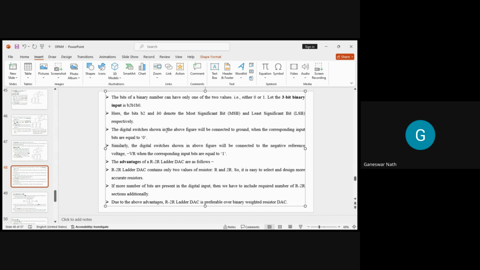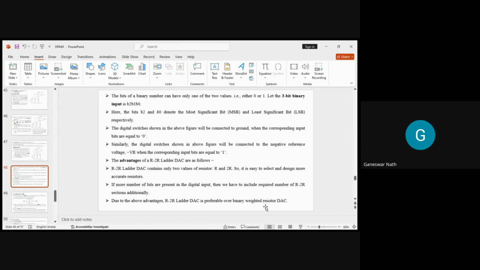The advantage of the R-2R ladder DAC is that it contains only two values of resistor, R and 2R, so it is easy to select and design more accurate resistors. This is one advantage of the R-2R ladder. Then, if more bits are present in the digital input, we can easily include the required number of R-2R sections. Due to these advantages, the R-2R ladder DAC is preferable over the binary weighted resistor DAC.